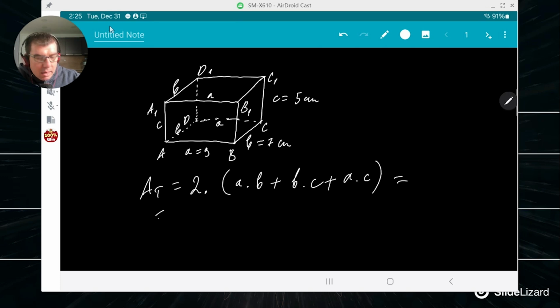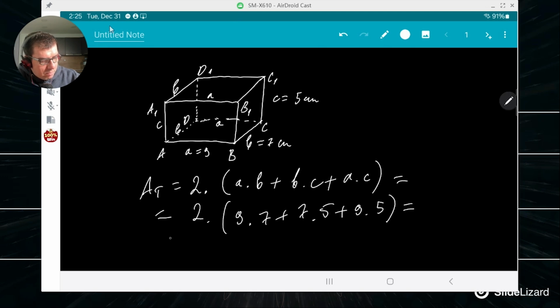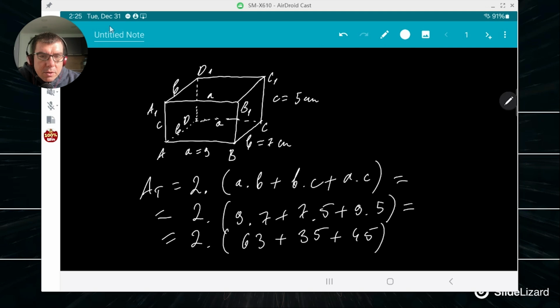And now we just plug in the numbers and calculate. So 2 times 9 times 7 plus 7 times 5 plus 9 times 5. We calculate this is 63 plus 35 plus 45. Okay, 35 plus 45 is 80 plus 63, 143. So 2 times 143, this is 286 centimeters squared, and that's the answer. All right, let's move to the next one.